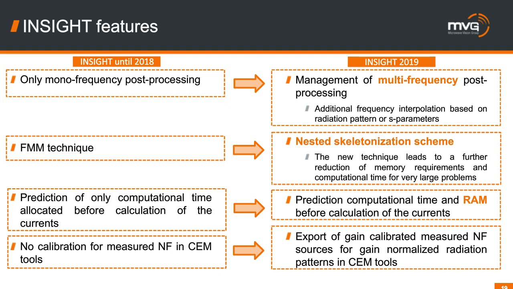Another important feature is the integration of the matrix skeletonizing scheme in the dense tool technique to allow a reduction of memory requirements and computational time for very large problems with respect to the previous fast multipole. Then a prediction of the allocated memory before calculation of the current is integrated for the basic formulation of the method, with respect to the past version when only the computational time prediction was available. Finally, the export of gain calibrated measured near field surface in the computational tool is now available, and this allows using measured gain calibrated data in simulation.